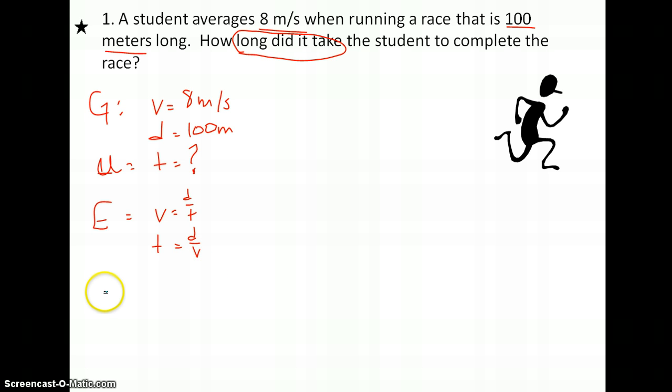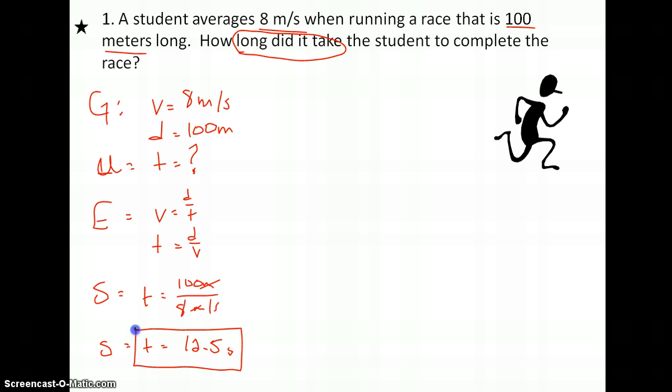So if we sub in our variables, time is going to equal 100 meters over our velocity of 8 meters per second. And then we solve, time is going to equal 12.5 seconds, because our meters will cancel out and seconds will survive. So your final answer is time equals 12.5 seconds.